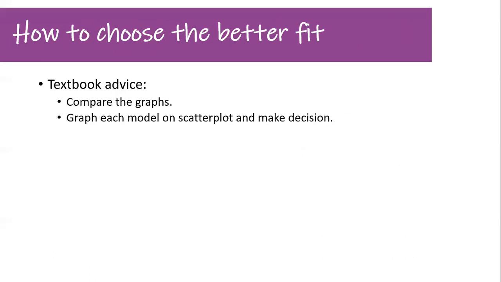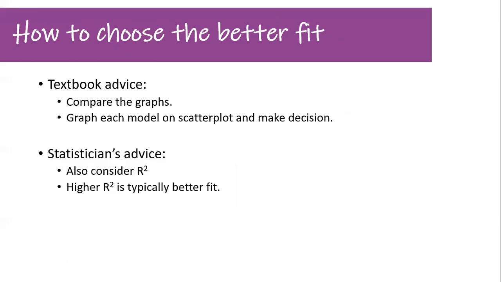So the better fit, according to our textbook, is to look at the graphs. So plot the points and see which line is the better fit, which one goes through or closest to more points, which one follows the trend overall better. In my advice, you can also consider, not individually consider, but also consider the R-squared value. Our textbook doesn't mention this, but I think it's an easy way to get a more concrete answer.